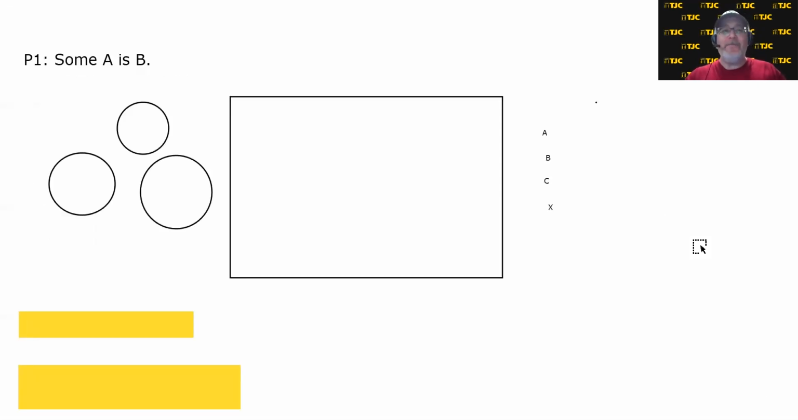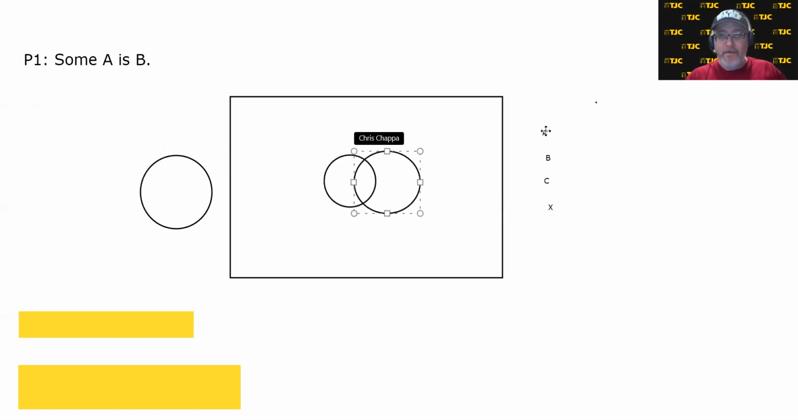Some A is B. That is a particular affirmative, which means we have two overlapping circles with an X in the middle. So I've already got some circles set up here. Let's set up circle A and circle B, and we'll label them as such. Circle A, circle B. And to indicate the existence of some A that is B, we need something representing an element in the intersection. So there is the Euler circle diagram for some A is B.